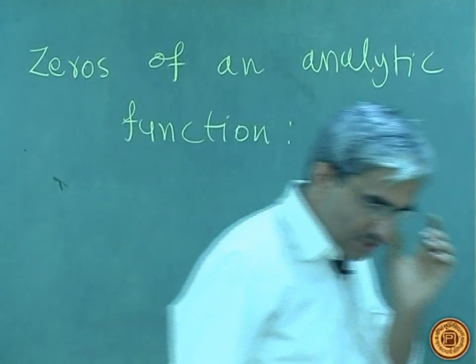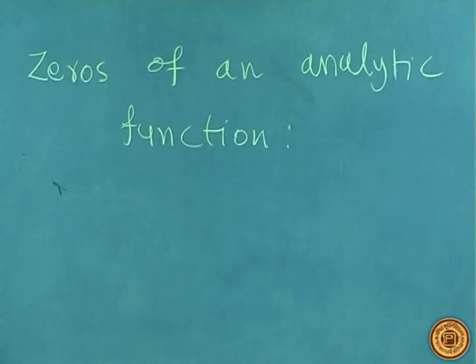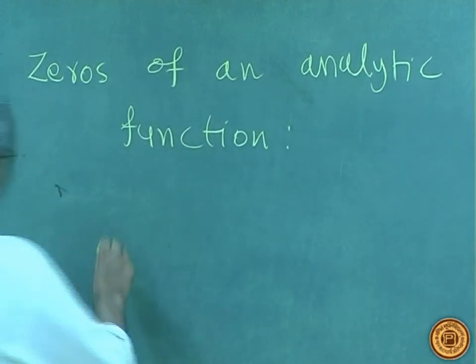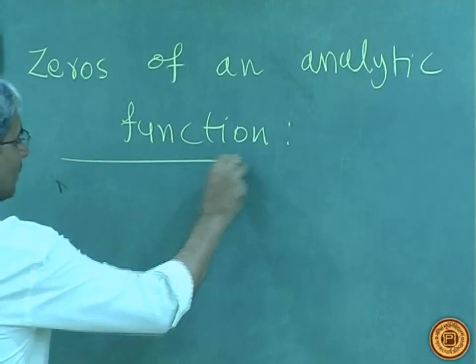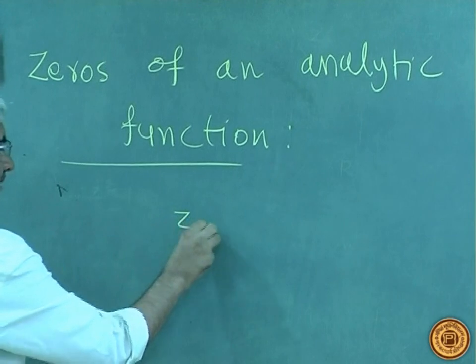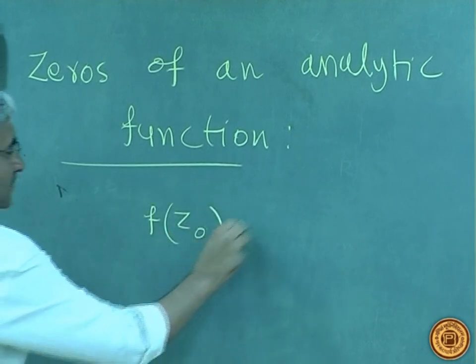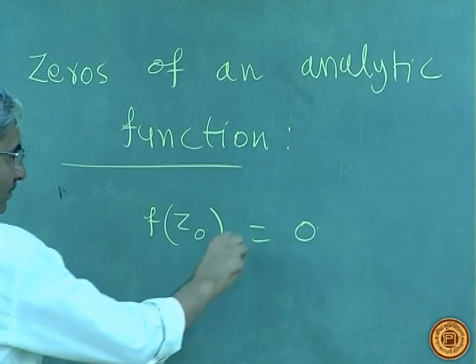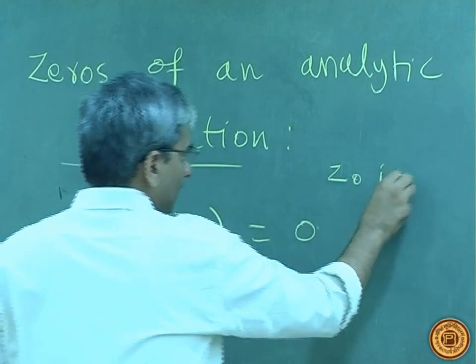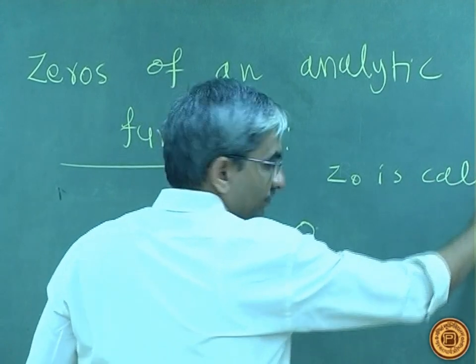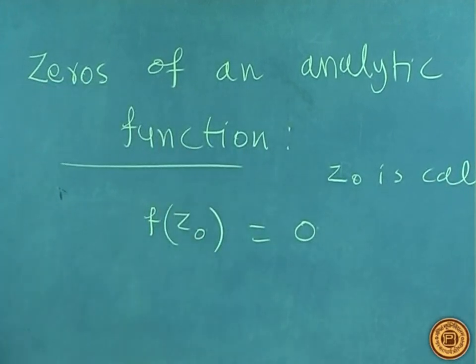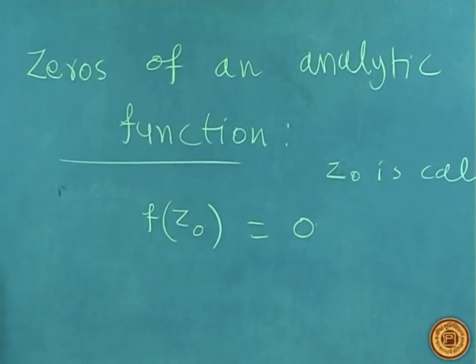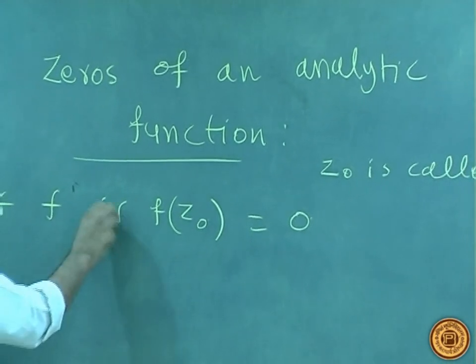What do you mean by zero of a function? I mean the point at which the function is 0. So suppose Z0 is a point, a complex number, and if f at Z0 is 0, then we want to call Z0 a zero of f. So Z0 is called a zero of f if f of Z0 is 0.